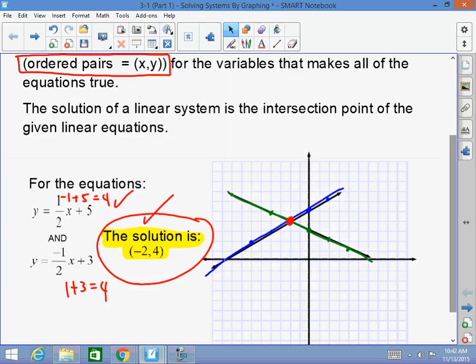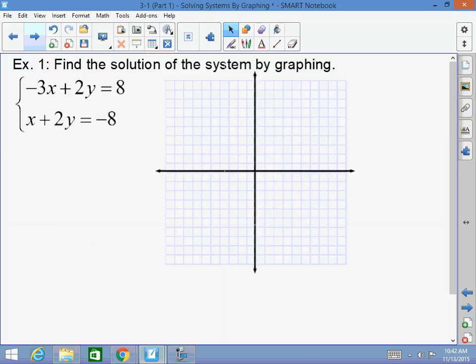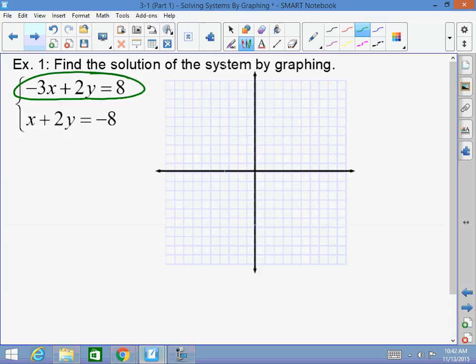So that's the lesson today. So let's try one. Find the solution of the system by graphing. Okay, what do I have to do? I have these both in standard form. Can I use the x and y intercept method for the first equation? No, because negative 3 is not a factor of 8. So what do I have to do here, gentlemen?